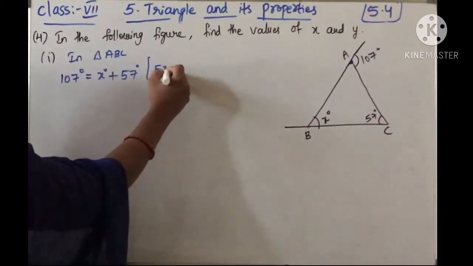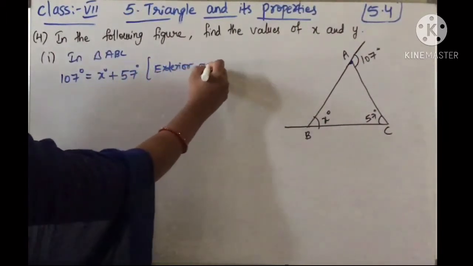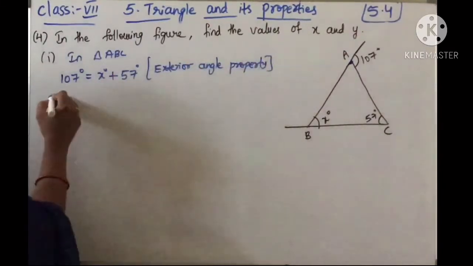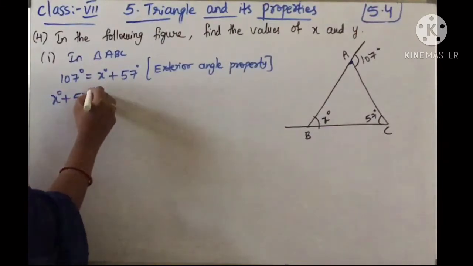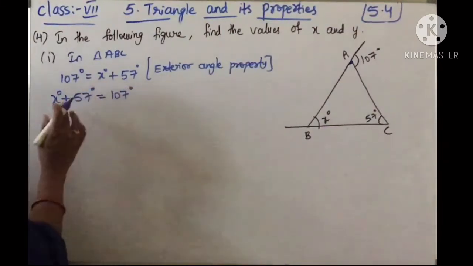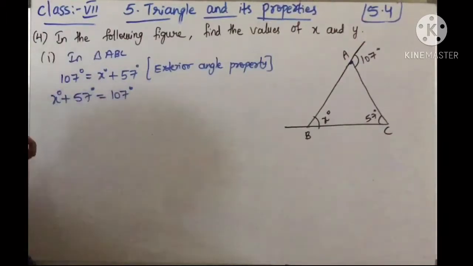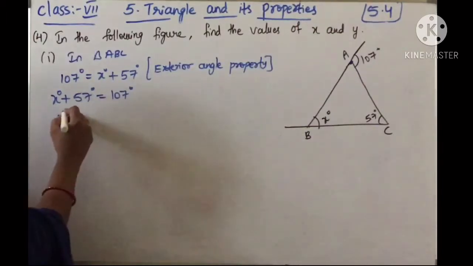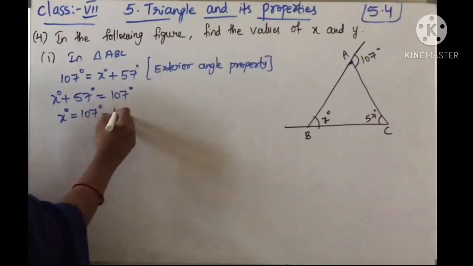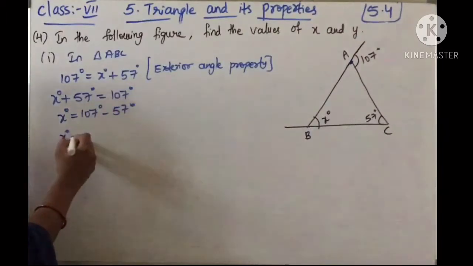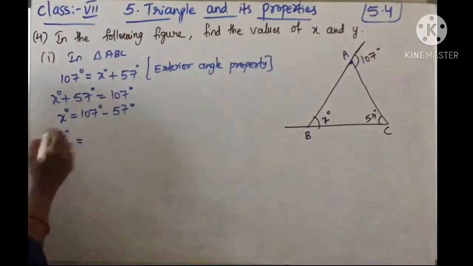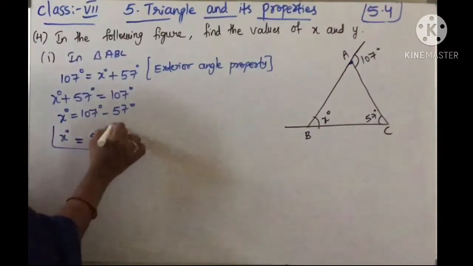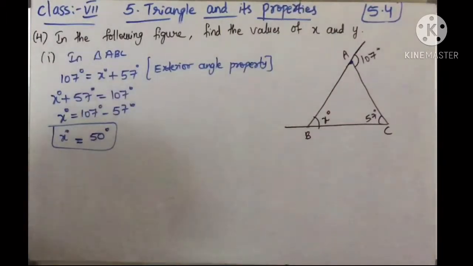What is this? Exterior angle property. Or you can write x degrees plus 57 is equal to 107 degrees. Here we are finding the value of x. X is the subject, so it should lie on the left side. So x degrees is equal to 107 degrees minus 57, so x degrees is equal to 50. So you got the value of x as 50 degrees.